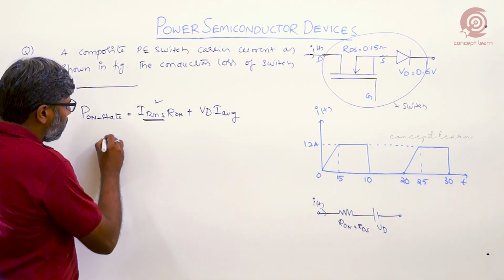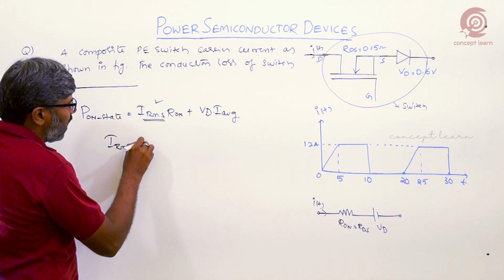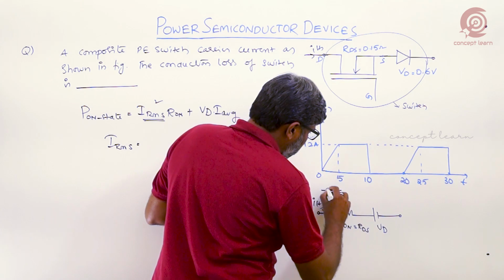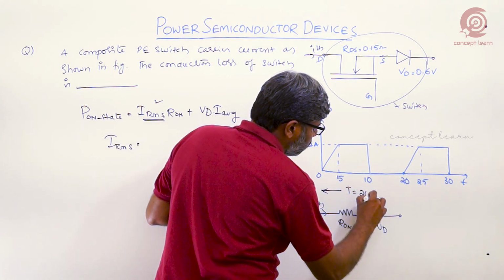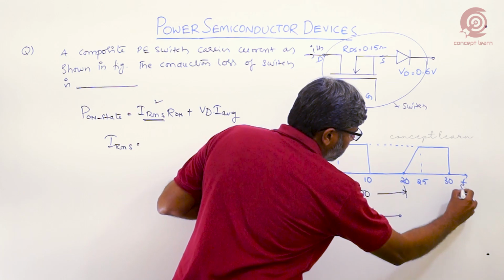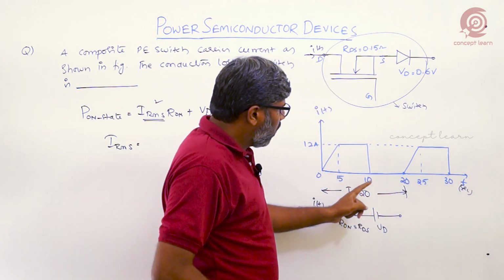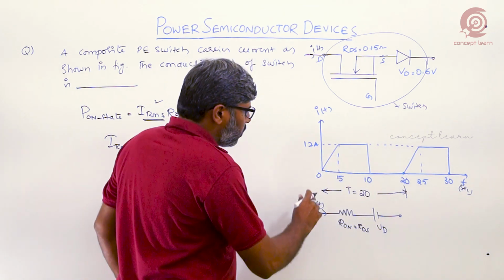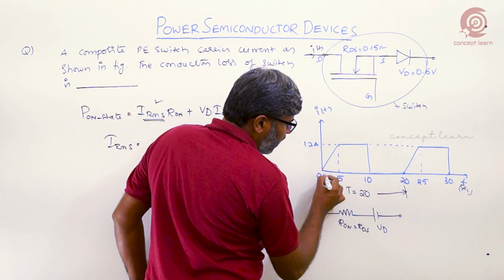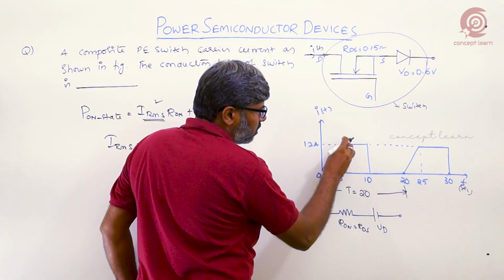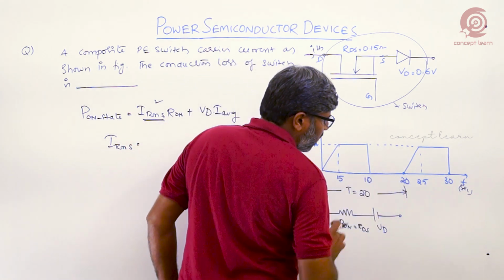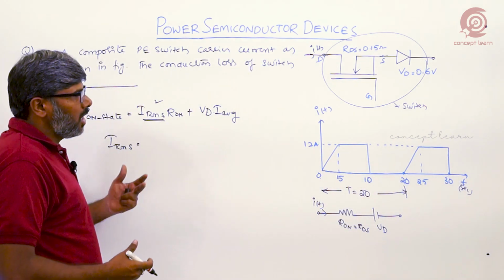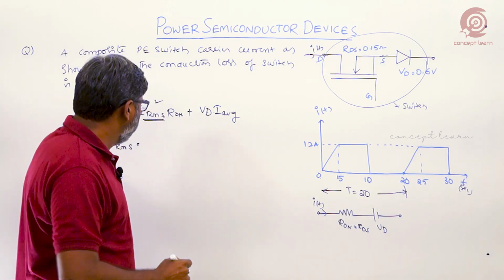So now calculate the RMS current of the given current signal. This is the current variation given. What is the total cyclic period of this? T is equal to 20 seconds, T in terms of seconds. After 20 seconds, the same waveform will be repeated. So in this variation, from 0 to 10 the current is carried by the switch, and from 10 to 20 there is no current in the switch. Now find out the average value and RMS value of this given current signal.